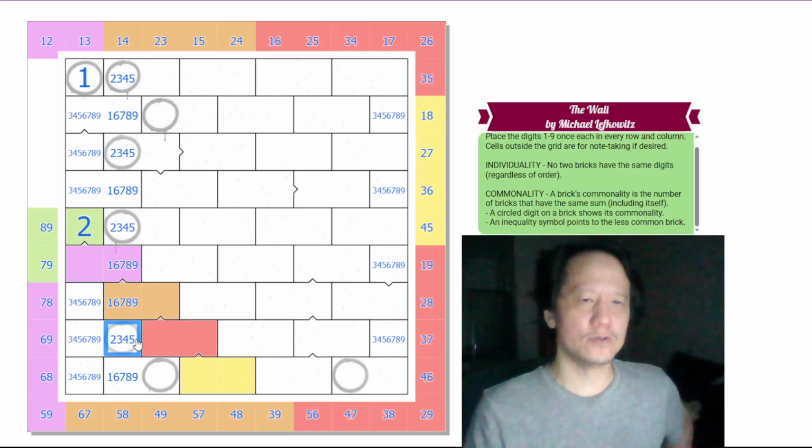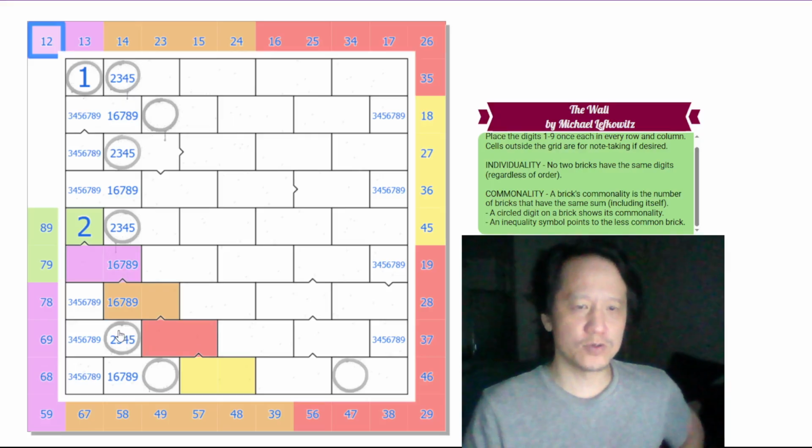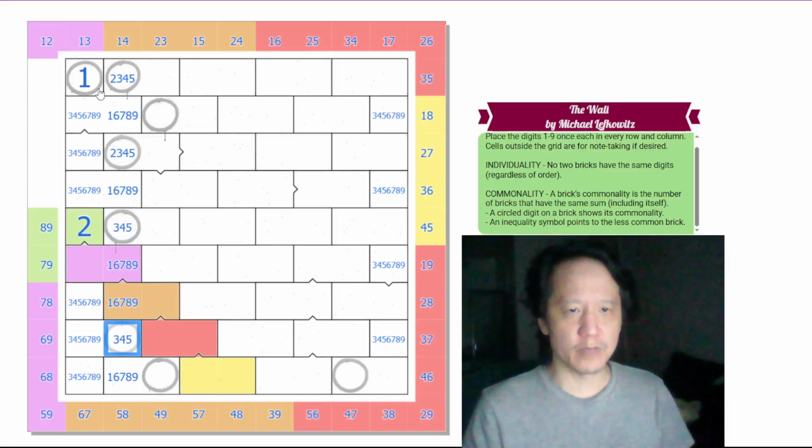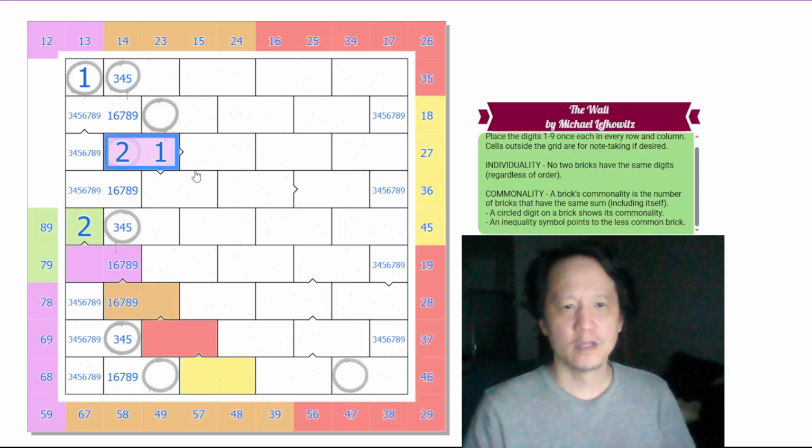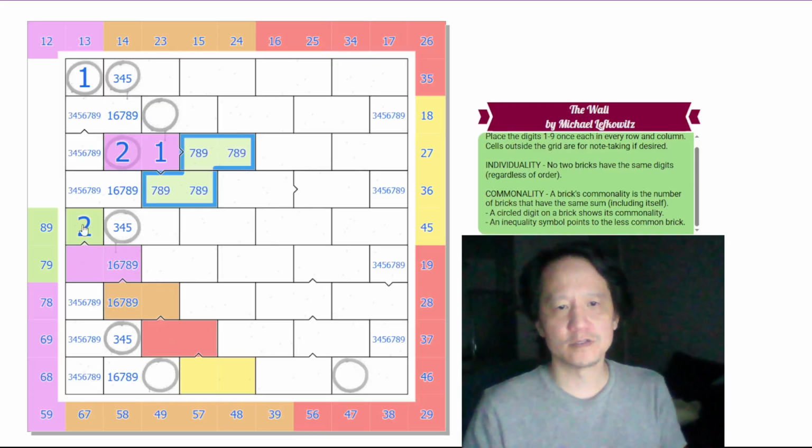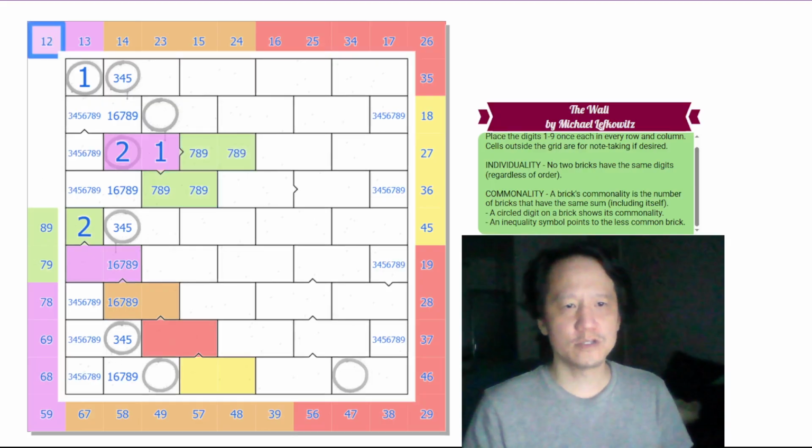The 2 commonality with 2 bricks was 2 and 1. This can't be 2. This can't be 2 because this can't be 2 and 1. So that forces this to be 2 and 1, and it is the pink. That means it must have 1 commonality bricks here. And the only 1 commonality 2-digit bricks are 8, 9, and 7, 9. So this is 7, 8, 9. So 1, 2 is accounted for. 7, 8, 9 are accounted for.